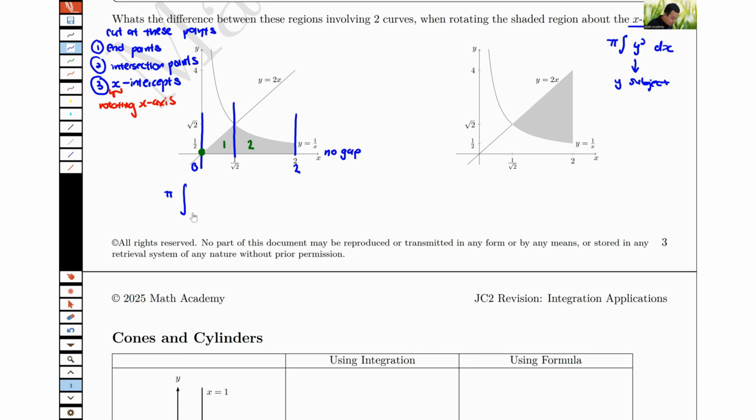Region 1, I integrate from 0 to 1 over root 2, straight line, y squared dx. Region 2, 1 over root 2 to 2, y squared dx.